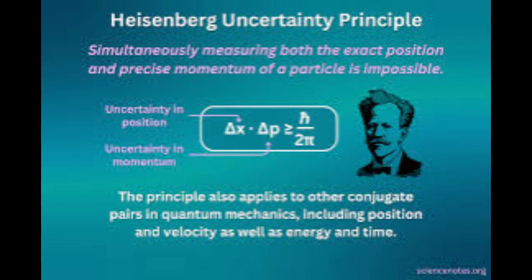Example analogy: imagine trying to photograph a very fast object in the dark with a flash. The more light, energy, you shine to see where it is, position, the more you disturb it, changing its velocity, momentum. If you don't shine much light, to avoid disturbing it, you can't see clearly where it is.